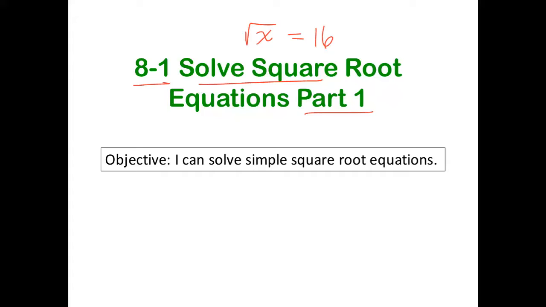That's our goal for today, is we can solve simple square root equations. So nothing too complicated. It'll just be the square root of just x by itself on the inside. Okay.